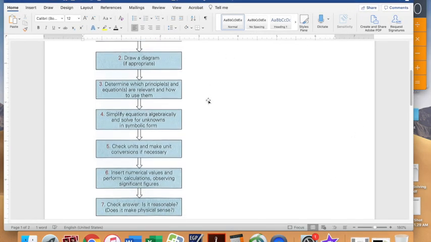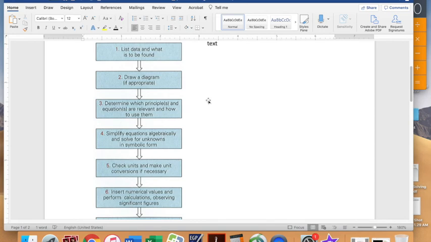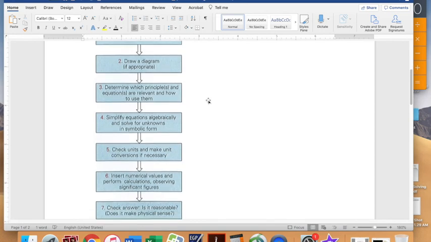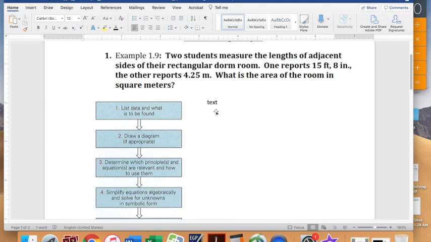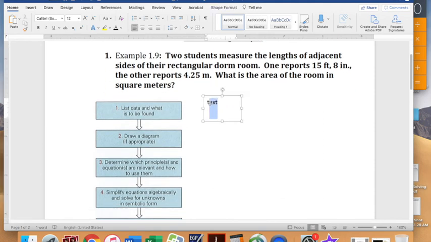We're going to use these 7 steps to solve much more complicated physics problems as the year progresses. But these 7 steps will never change, even though the vocabulary and the physics equations will. Okay, so we're going to use a simple problem, this example 1.9, and we're going to do the problem solving steps. Okay, so the first step is to list the data and what is to be found.